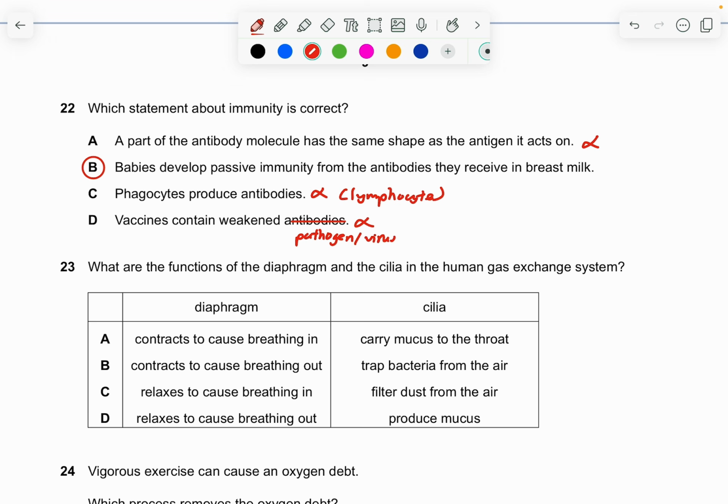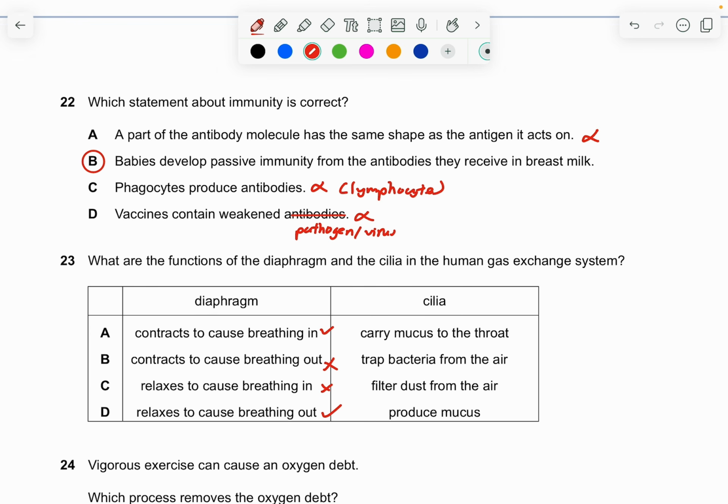Okay. So question 23. What are the functions of the diaphragm and the cilia in the human gas exchange system? So the diaphragm will contract. Okay, let's see for each of these. Contracts to cause breathing in. Yes, that's correct. Relaxes to cause breathing out. So you can see that now it's either A or D. Cilia, they carry mucus to the throat, or do they produce mucus? Okay, so cilia don't produce mucus. The goblet cells produce mucus. Okay, so the answer is A.